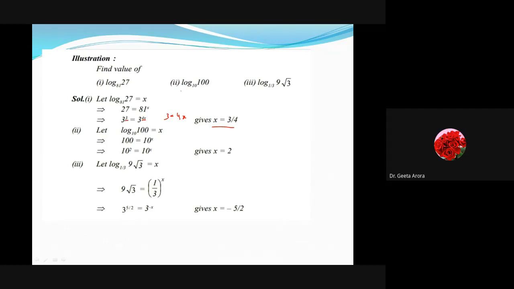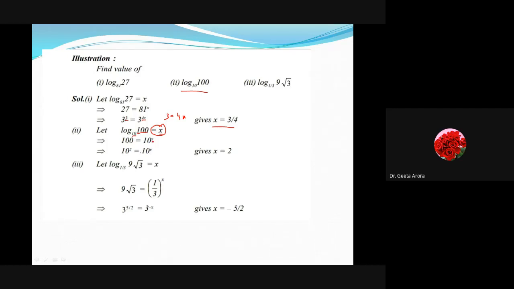Similarly, let's go to the next example. Here we have to find the value of log 100 with base 10. Correct? So we are looking for the answer. It means we are looking for what it will lead to. So we will say let this be equal to x. And if this is equal to x, we can write base 10 raised to power x will give me 100. So we have to see which value of x will give me 100.